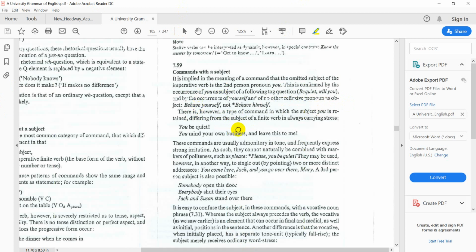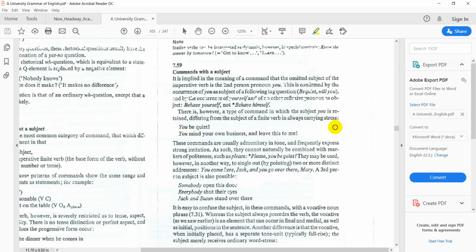Behave yourself. Okay. There is, however, a type of command in which the subject you is retained: you bring it back. Differing from the subject of a finite verb, it always carries stress. You. So if this is a normal statement, we never use be after you. We said you are, right? We never say you be. So be is a verb in the imperative form. And you, if it is imperative with a subject, carries the stress.